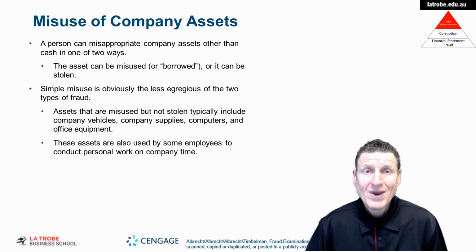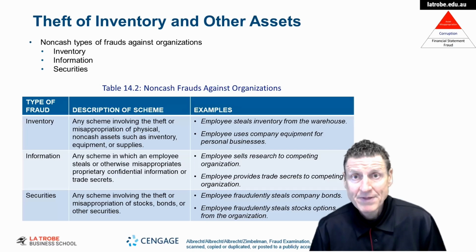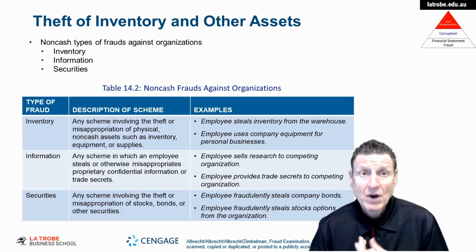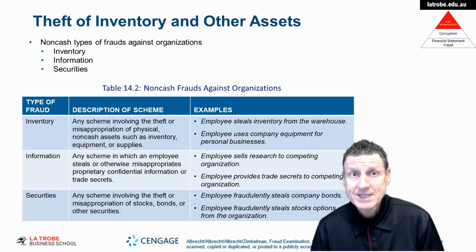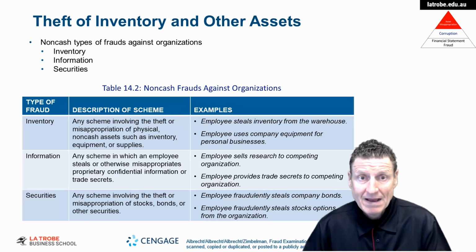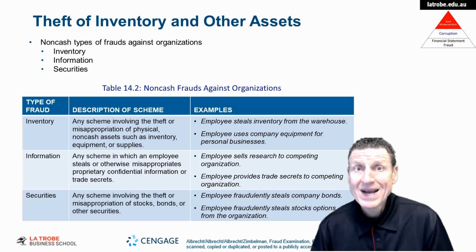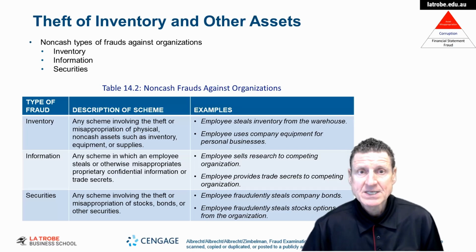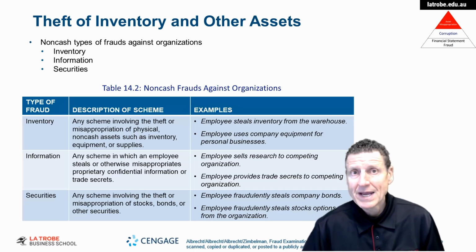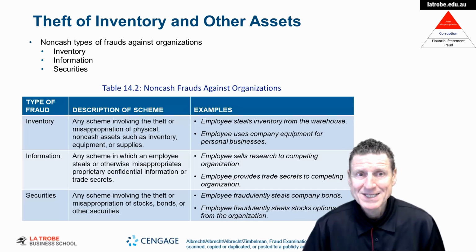Another way people can misappropriate company assets other than cash is associated with the theft of inventory or just the theft of those assets. And so non-cash types of frauds in this case include inventory, information, and security. And just a final example, inventory fraud, any scheme involving the theft or misappropriation of physical non-cash assets such as inventory, equipment, or supplies. So again, this is theft. We're not using the car in our personal time. That is the other form of misuse of company assets.